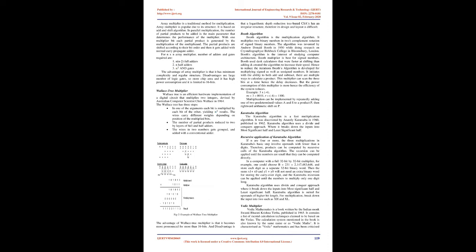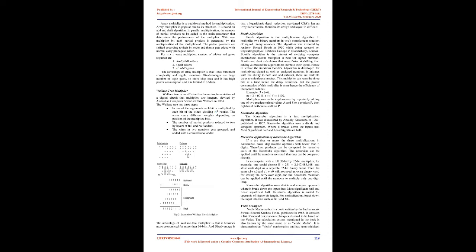In one of the arguments each bit is multiplied by each bit of the other, yielding results. The wires carry different weights depending on position of the multiplied bits. The number of partial products is reduced to 2 by layers of full and half adders. The wires in the 2 numbers get grouped, and added with a conventional adder.